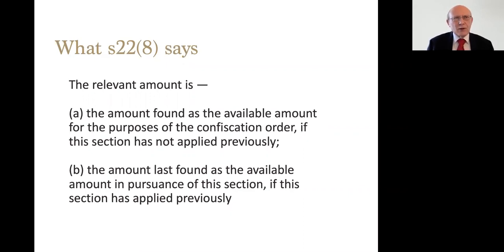Now, I can hear you thinking, well, what if there's been an amendment to the available amount under section 23? What if the available amount in the confiscation order was subsequently reduced under section 23? Surely we take that into account. Well, there's no mention of that in section 22. So that is a difficulty for us in understanding exactly what section 22 is going to mean in those circumstances. What the statute actually says is the relevant amount is the amount found as the available amount for the purposes of the confiscation order. Now, does that mean, when it says for the purposes of the confiscation order, does it mean when the confiscation order was made, or does it mean as amended? And if it means as amended, well, what's the point of subparagraph B, which talks about an amendment? It's not entirely clear.